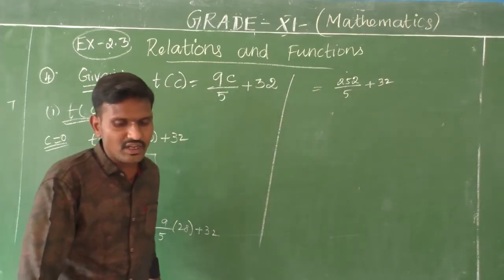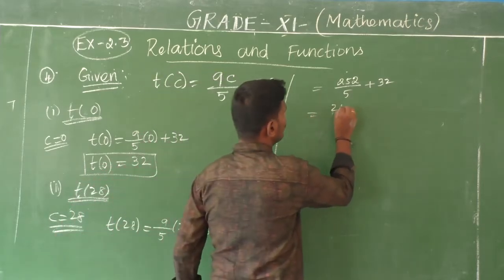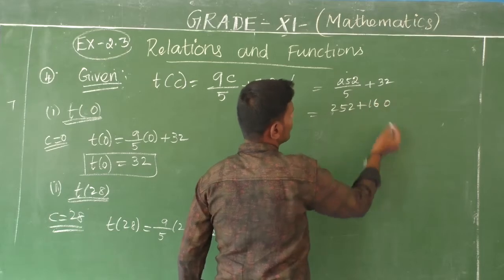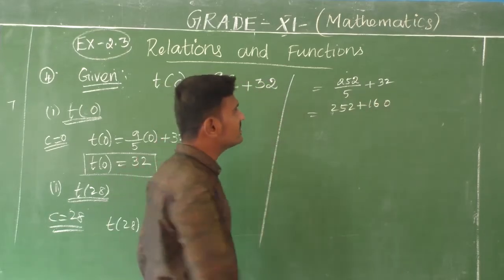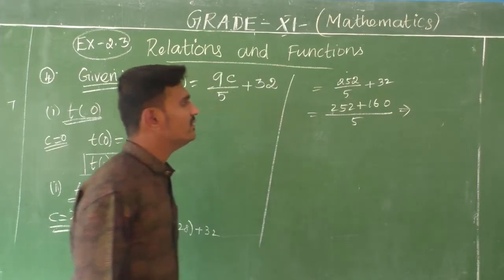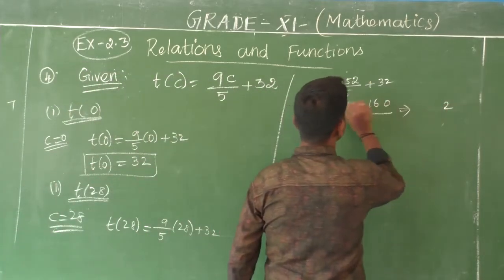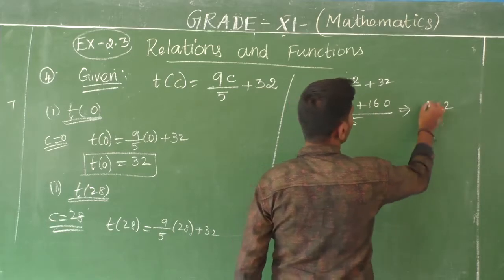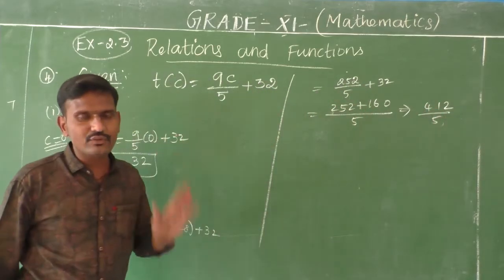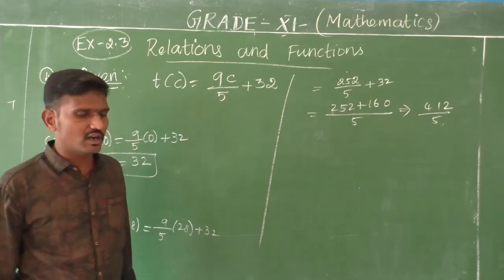Now taking the common denominator to find the value: 32 into 5 is 160, so 252 plus 160, the whole divided by 5. Adding these two gives 412 by 5. So this answer is enough for you. If you want to divide to get the decimal form, that's your wish, it is not a problem.